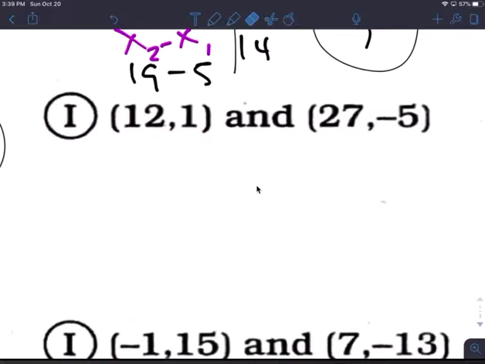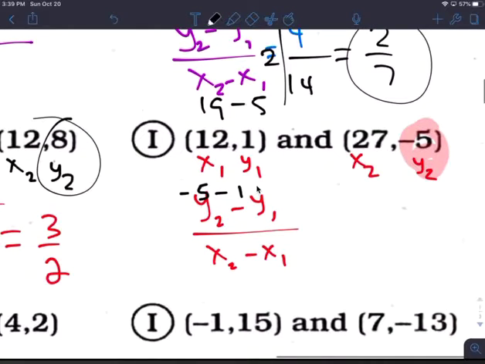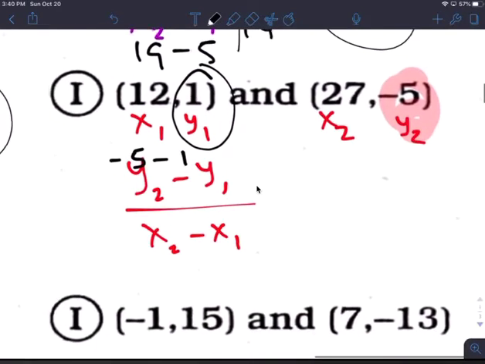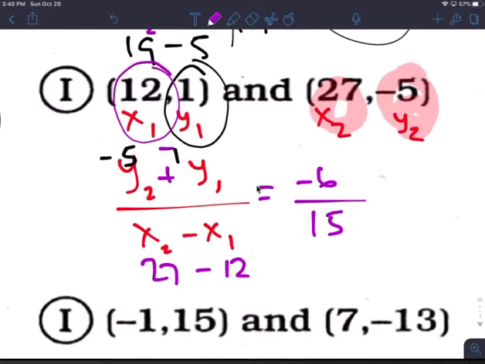Right here, x sub 1, y sub 1, x sub 2, y sub 2. Y sub 2 minus y sub 1 over x sub 2 minus x sub 1. Y sub 2 is negative 5, minus a 1. X sub 2, 27. Oh, this is a negative 5. No, I'm sorry, it's just minus a positive 1. So you get, additive inverse, negative 6 over 27 minus 12. You get 15. Divided by 3, you get 2 over 5.